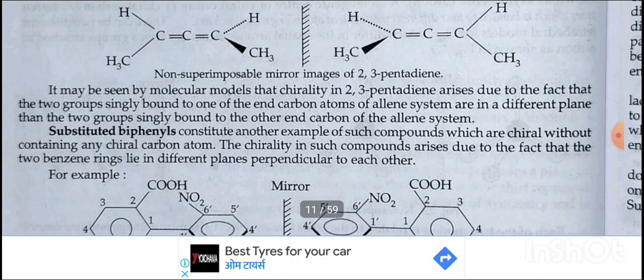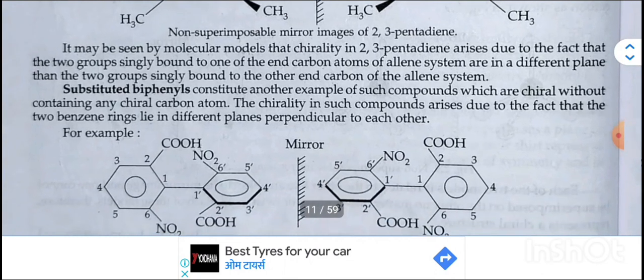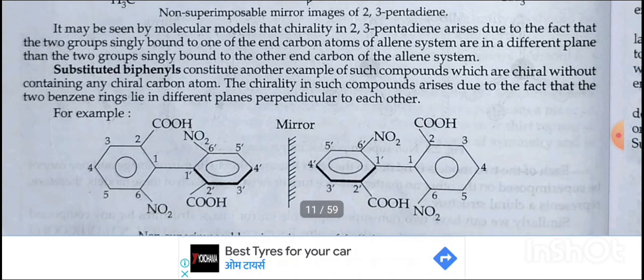other carbon of the allene system. Substituted biphenyls constitute another example of such compounds which are chiral without containing any chiral carbon atom. The chirality in such compounds arises due to the fact that the two benzene rings lie in different planes perpendicular to each other.